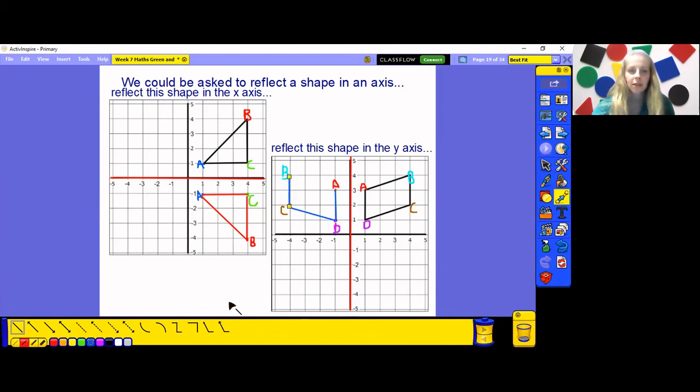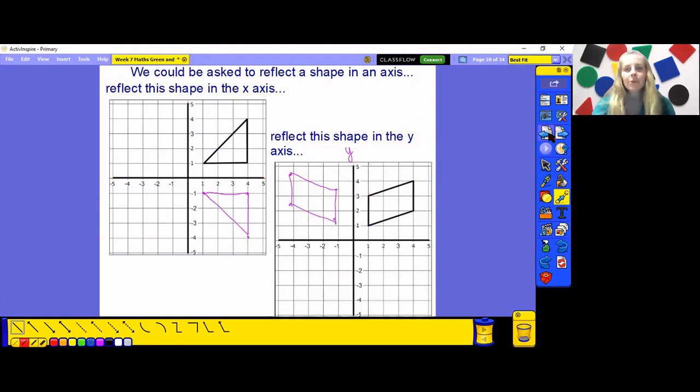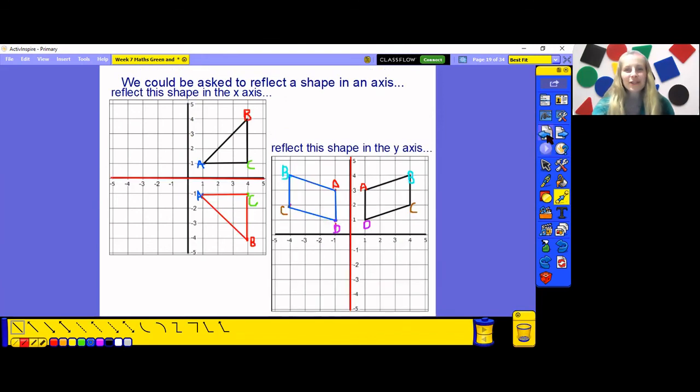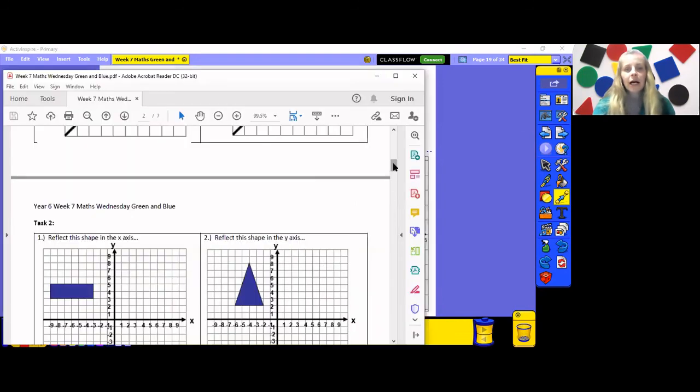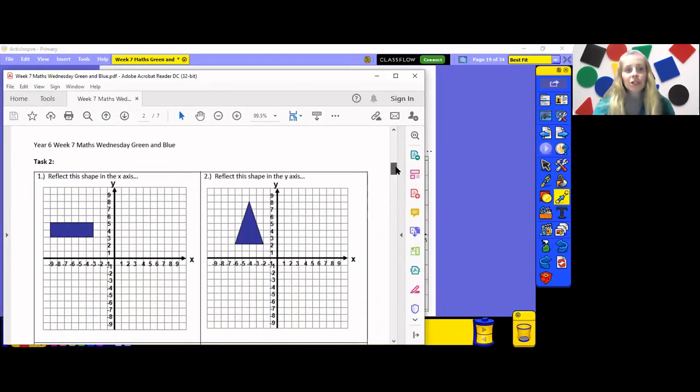Apologies for my mouse trying to draw a shape there. So you can see that that is reflected in the y-axis, and that will look like this if you want to see it without all the marks on it, but that is how we can see how to reflect a shape in the x-axis and the y-axis and what that means. So at this point you will be ready to go on to task 2.